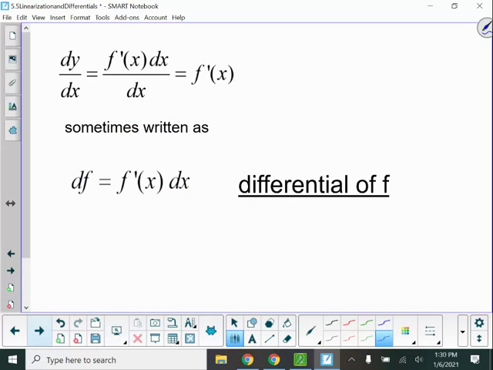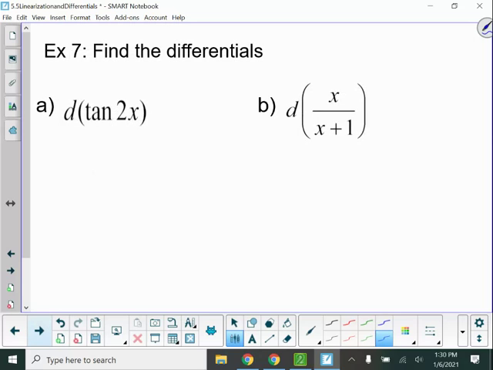This is just some more stuff about the differential. So we do call the dy or the df the differential. This is something that you may see occasionally. And then this is the last thing that we're going to look at. We're finding the differentials, so you're basically doing the same thing. They just don't give you the dy equals part, but you're still doing everything exactly the same way.